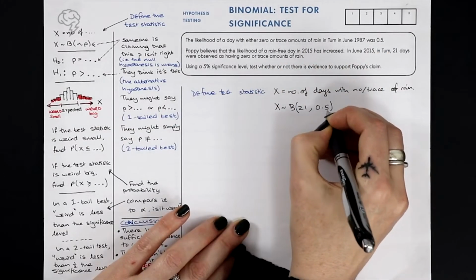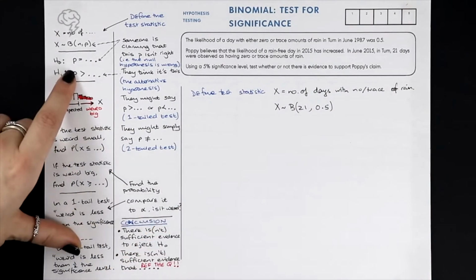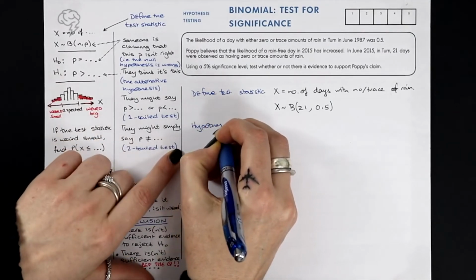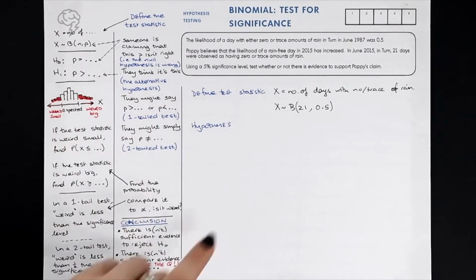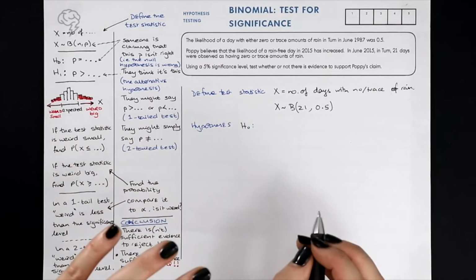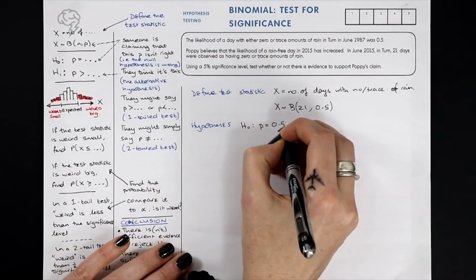So every day is a 50-50 chance of no rain. Okay, now let's look at our hypotheses, because there are two. The null hypothesis is that nothing has changed. P is a half, like it was before. Everything is as it was before. Nothing exciting to see here.